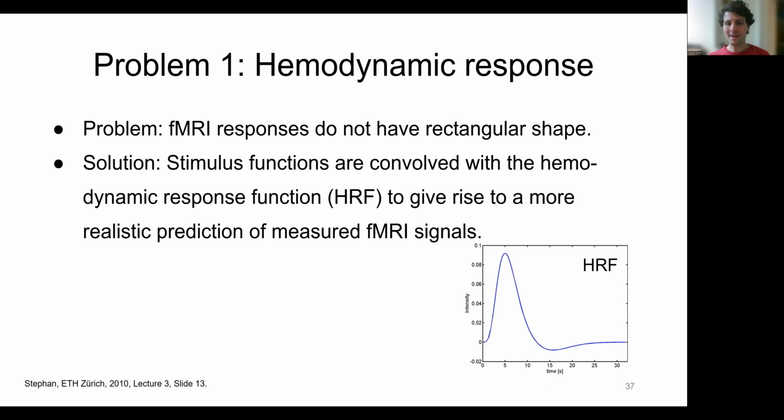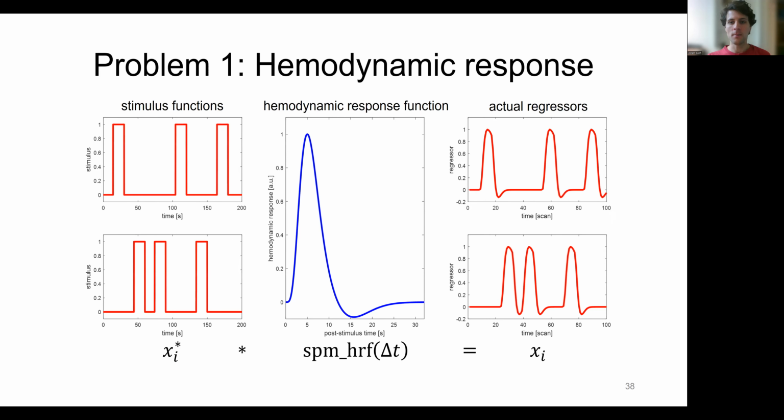The hemodynamic response peaks at around 5 seconds after stimulus onset, and then it has a large post-stimulus undershoot between 10 and 20 seconds. The convolution operation works as follows. We have our stimulus functions on the right. These are once again the 2 experimental conditions. We then take the hemodynamic response function from some software package, for example, SPM. In SPM, the canonical HRF looks like this. Then we apply a convolution operation between the rectangular stimulus function and the hemodynamic response function. This gives us the actual regressors, where you can see that the activation due to the experimental condition has been smeared out temporally using the HRF.